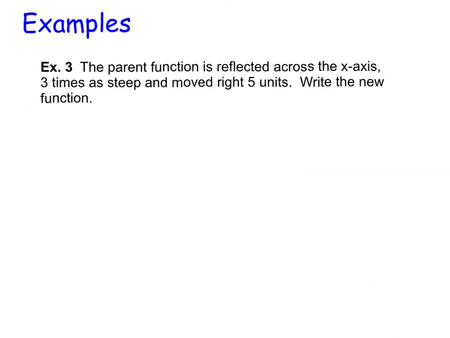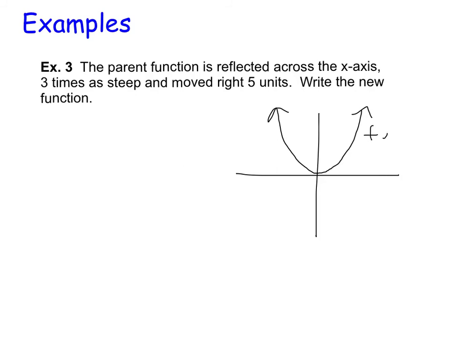Okay, we're going to look at one more of these. It says the parent function is reflected across the x-axis, 3 times as steep, and moves right 5 units. Write the new one. Okay, so let's go ahead. First of all, we're going to draw a graph. Here's my parent function, or common function, and that is going to be f of x equals what?